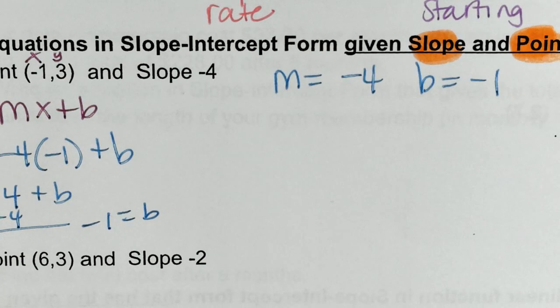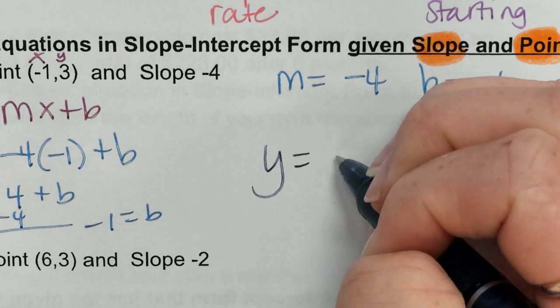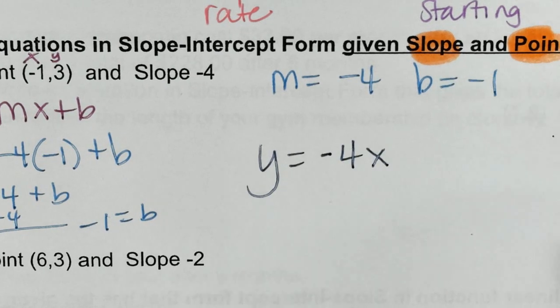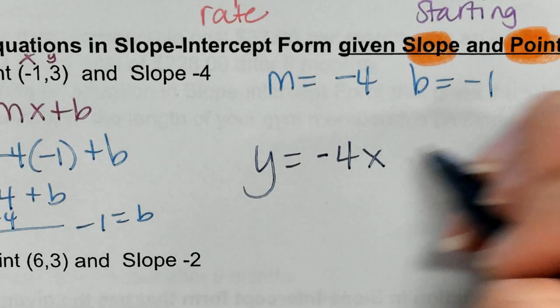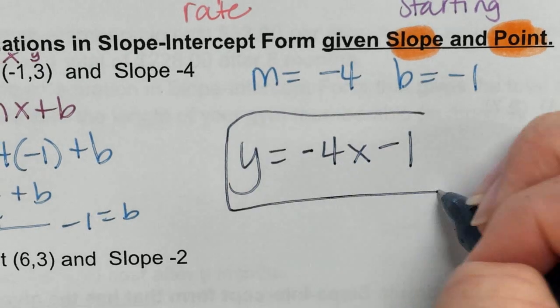Now that I have the m and the b, can I write an equation? Yes. What would my equation be? Y equals -4x minus 1. Good job.